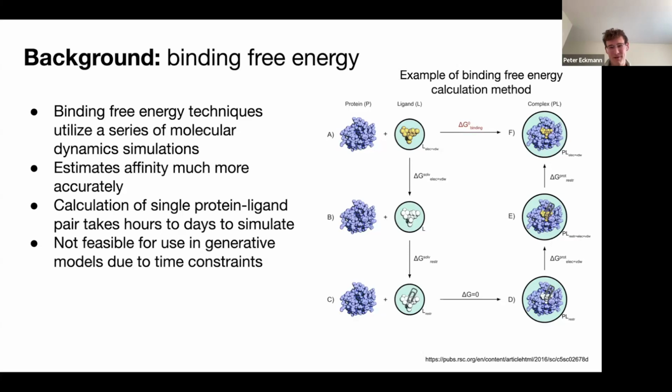But the big problem with this is that the calculation of a single protein-ligand pair can take hours to days to simulate because we have to run so many molecular dynamic simulations. For that reason, it's not really feasible for use in a generative model because we have to evaluate thousands or more compounds in a generative model. It's just not feasible to run that much using this technique.